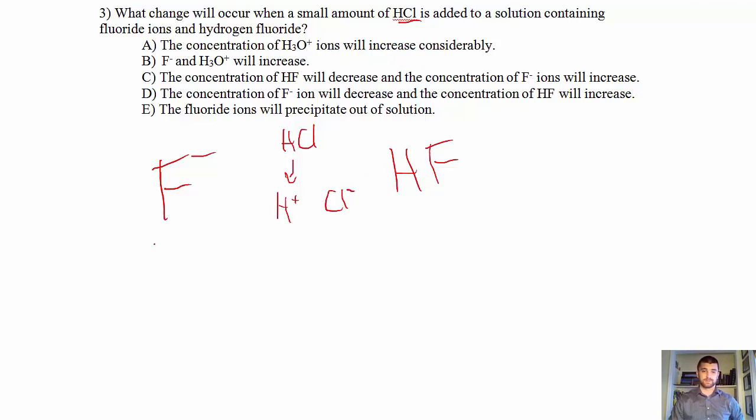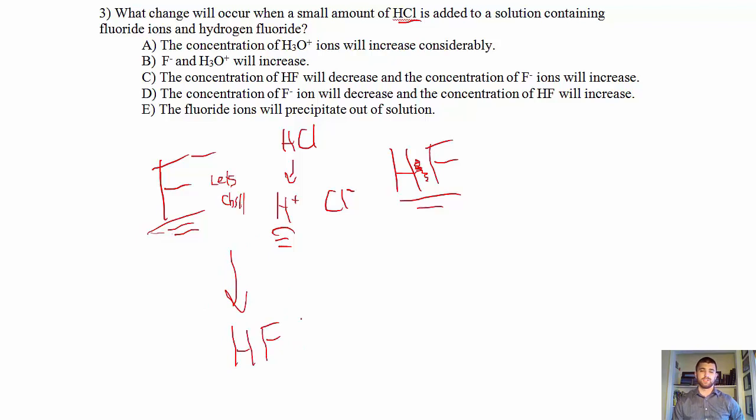Well, the H plus is going to react with the fluoride ion because HF is a weak acid. So it likes to hold on to hydrogens, which is why it's weak. It doesn't give off hydrogens that well. It likes to hold on to them. So you start pumping in more H pluses. This fluoride ion is going to be like, yo, hey, let's hang out. What are you doing over there? Let's hang out. So you're going to make more HF. So HF is going to increase and the amount of fluoride ion is going to decrease.